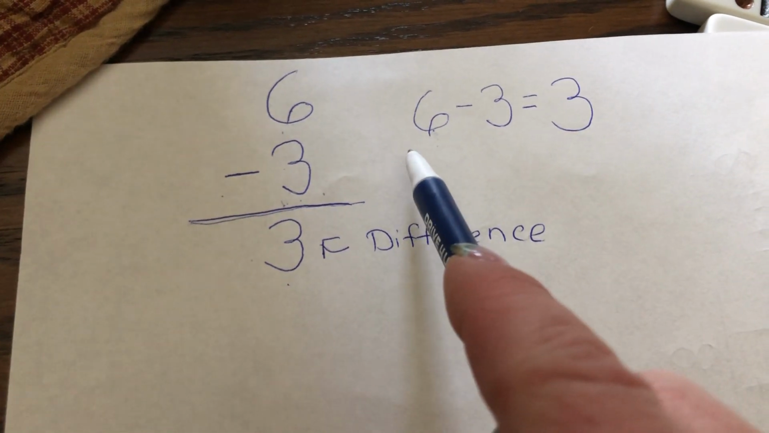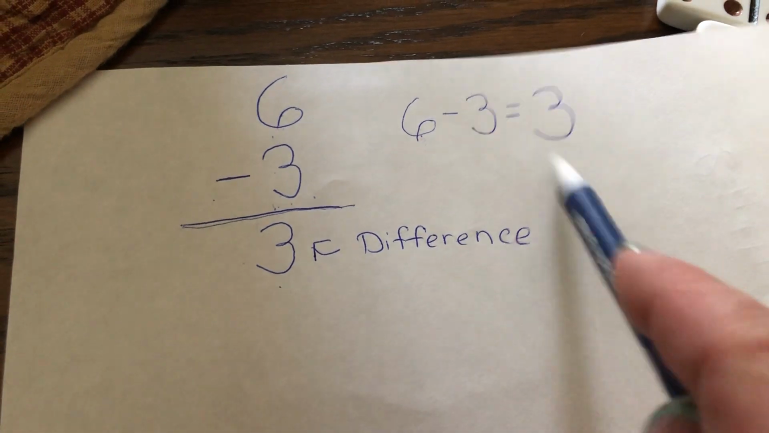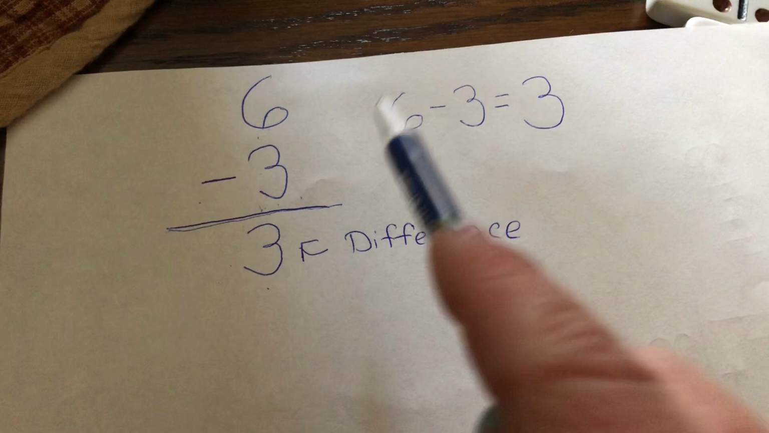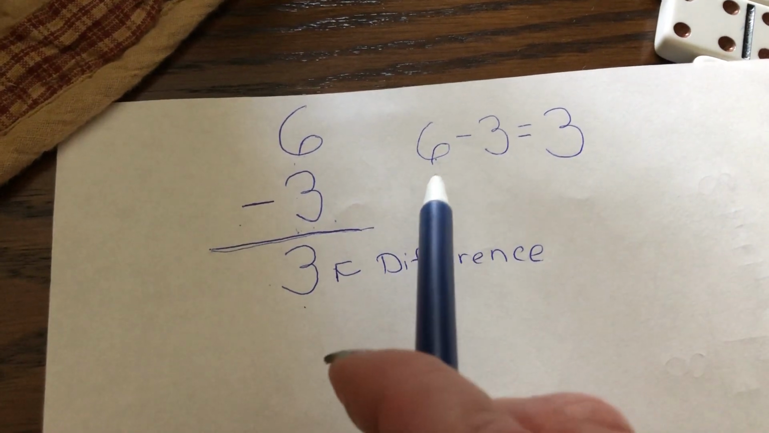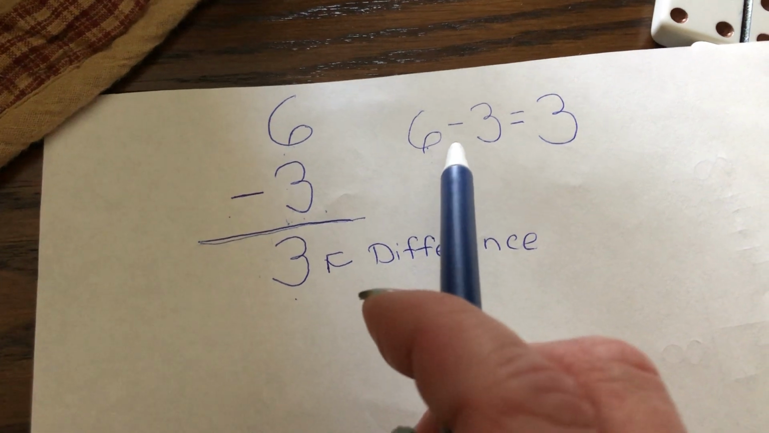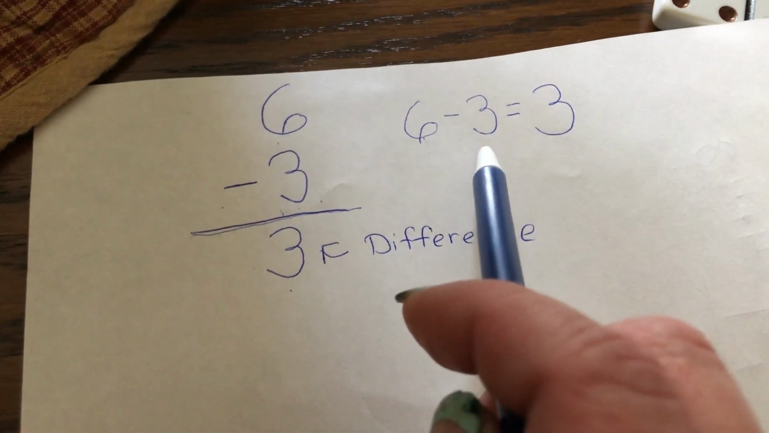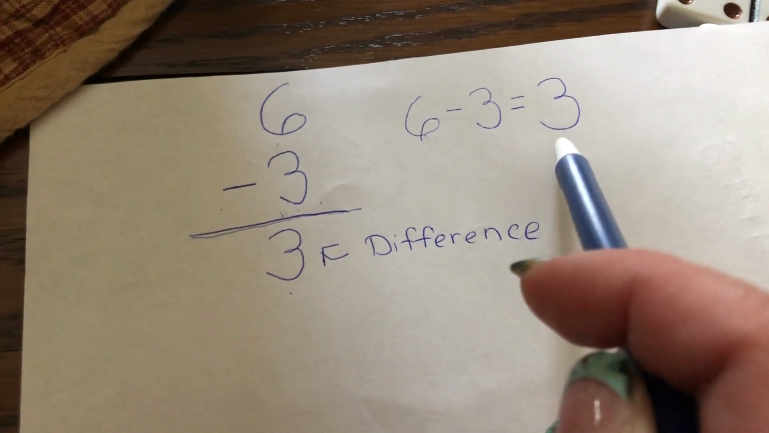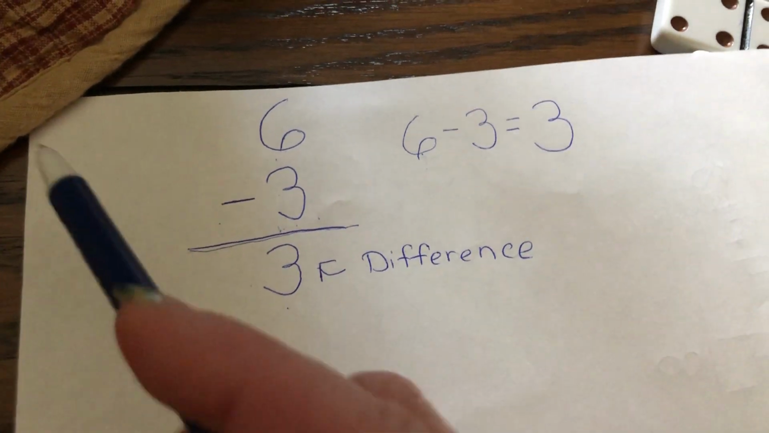If you're doing your math problem sideways like this, the big number is first because you read left to right. You go this way. So it'd be 6 is first. Then you would do minus your second number, which is 3, equals, which means is, and then your difference or your answer.